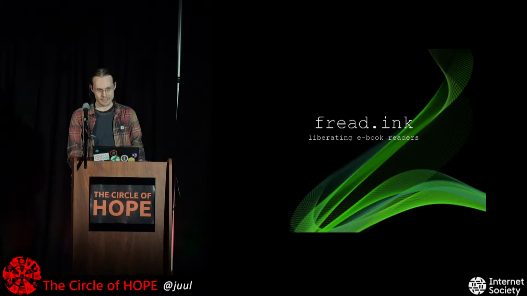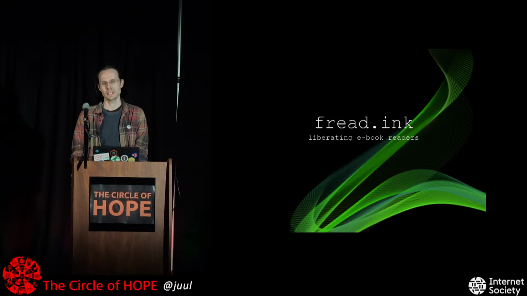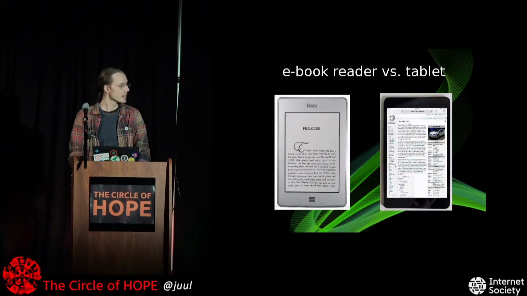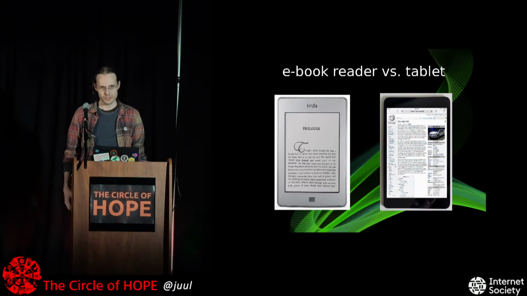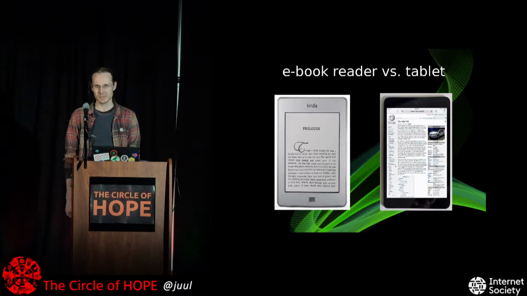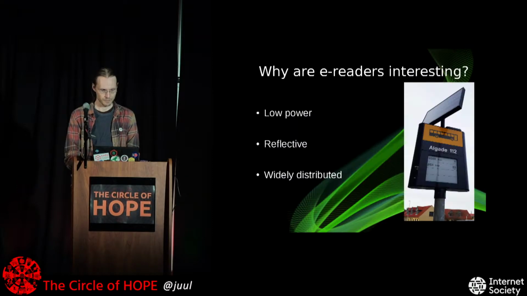This is an attempt at a GNU Linux distro for e-book readers. And just so we're clear on what we're talking about here, e-book readers versus tablets, the main difference is really in the display. Inside, there's an ARM system on a chip, some RAM, some flash memory, but the display on these things is kind of special.